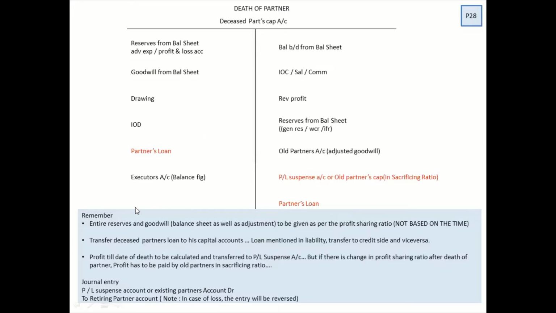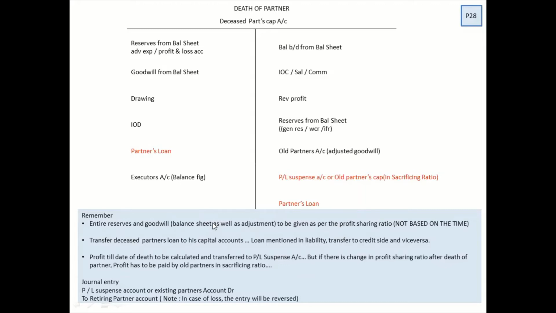All right. And this is the remember part, which is again based on the points which students forget. You will not find this in the textbook. Let's read the first one. Entire reserves and goodwill, balance sheet as well as adjustment, to be given as per the profit sharing ratio. So that's what we learned here. The reserves over here, the goodwill over here, the reserves should be distributed as per the profit sharing ratio. It should not be time based, because this goodwill and reserves are your past profits.